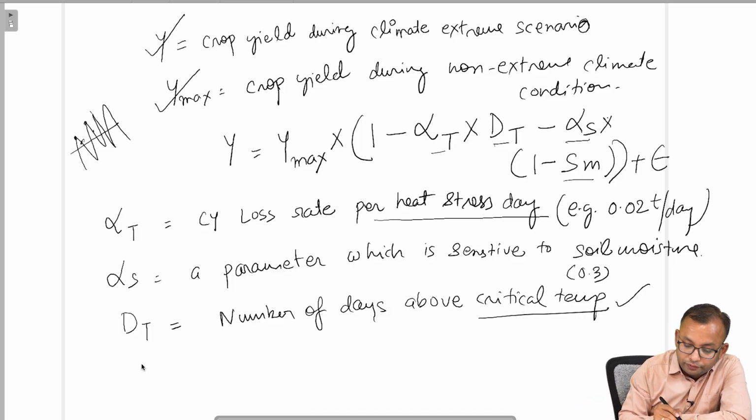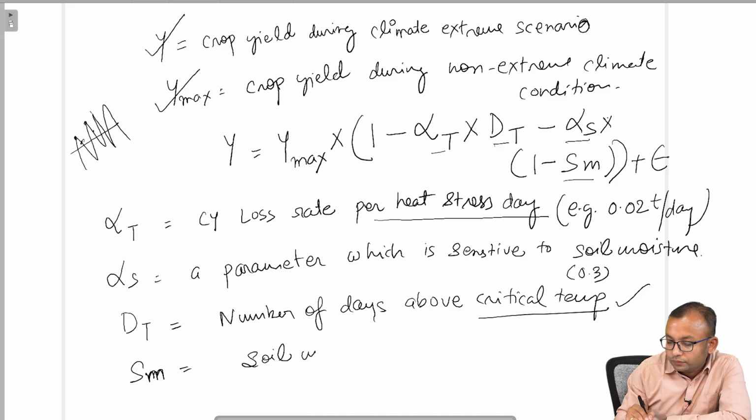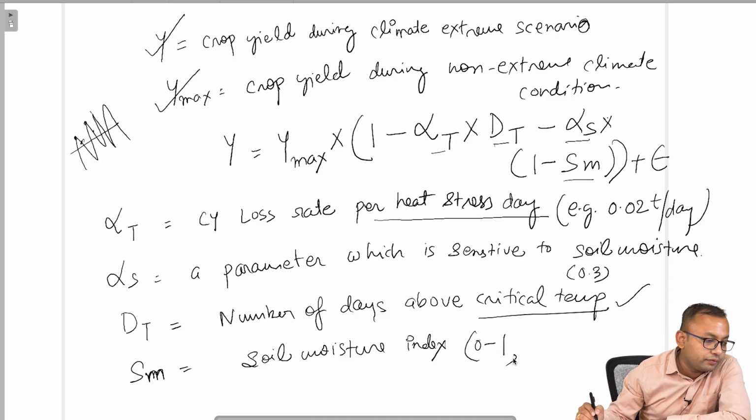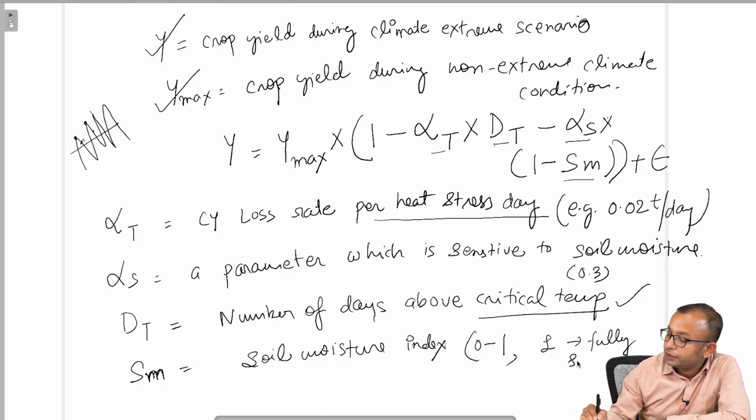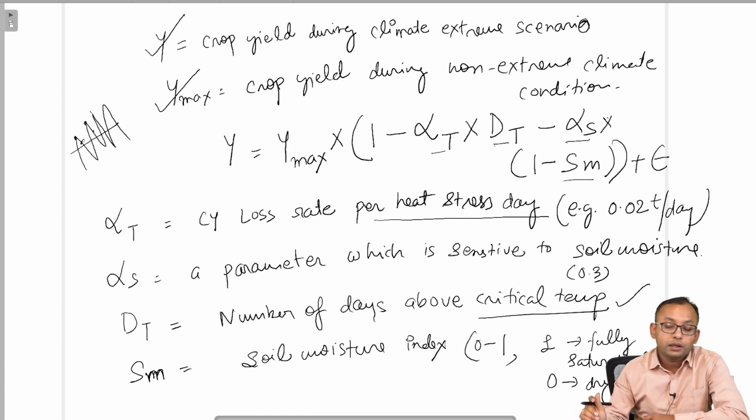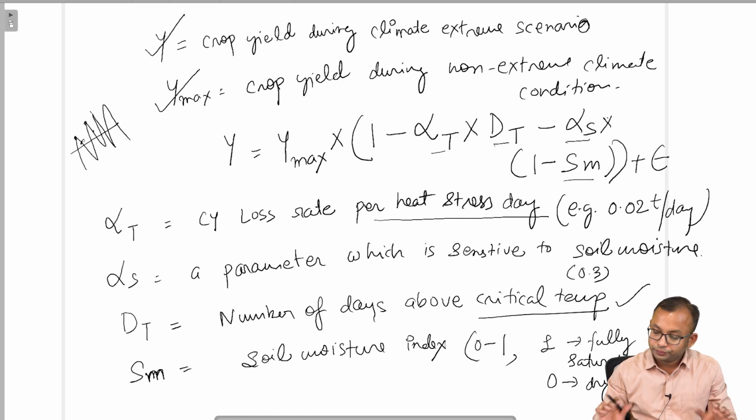Now, sm we can explain as the soil moisture index, probably. Okay. So, the soil moisture index can vary between 0 and 1. If it is 1, it is kind of fully saturated soil, and if it is 0, that is completely dry soil. So, this is the equation formulation we can do.